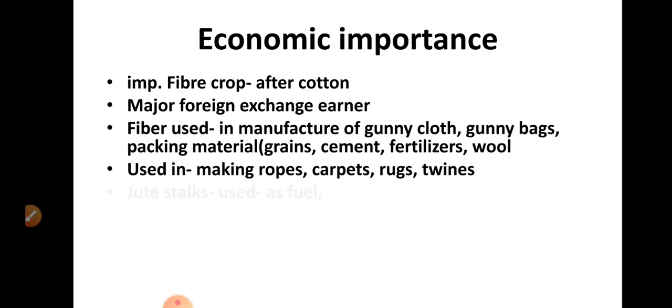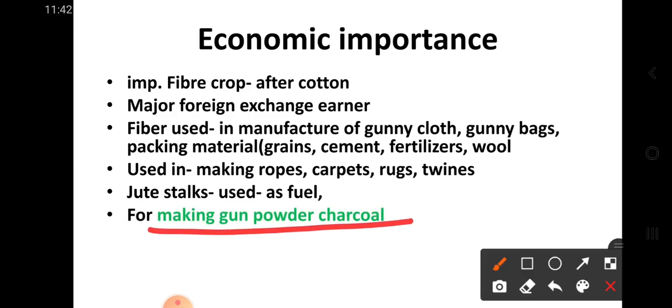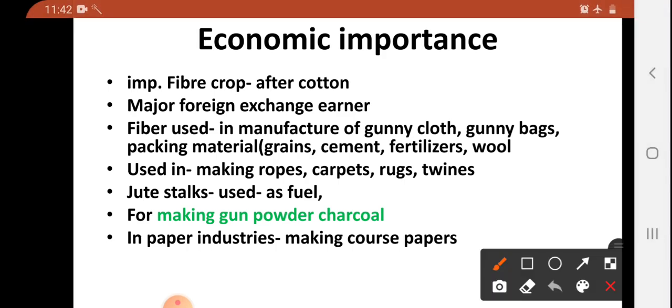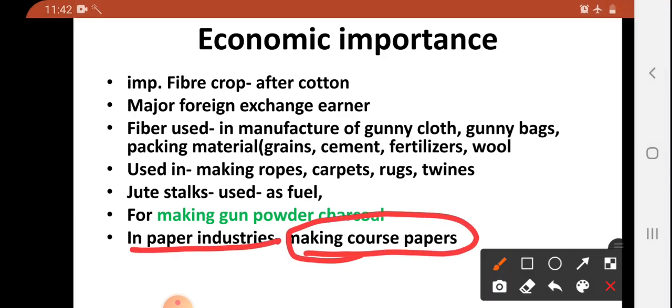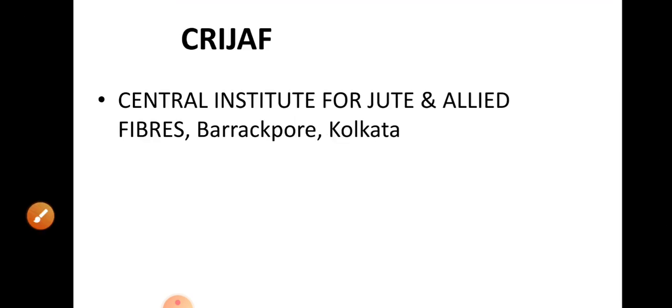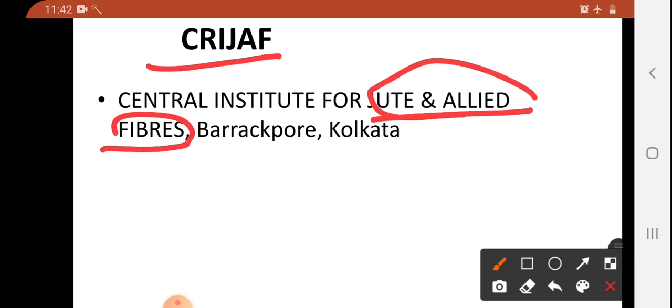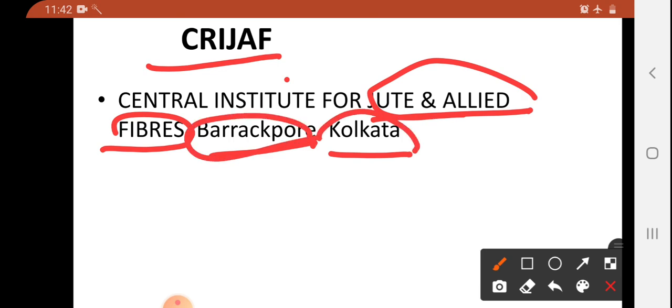The stalk or stem of this jute crop is used as fuel in rural areas. It is important for objective type questions that jute stalks are used for making gunpowder charcoal. The fiber is also used in the paper industry for making coarse paper or rough textured paper. Here is the institute where jute and allied fiber research is carried out, that is CRIJAF, the Central Research Institute for Jute and Allied Fibres, situated at Barrackpore, Kolkata. It is important for objective type questions.